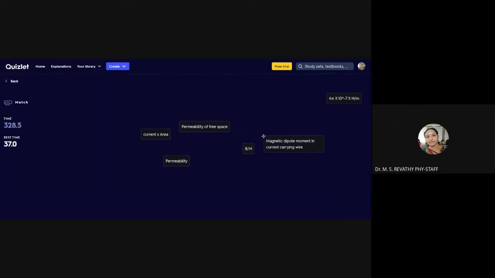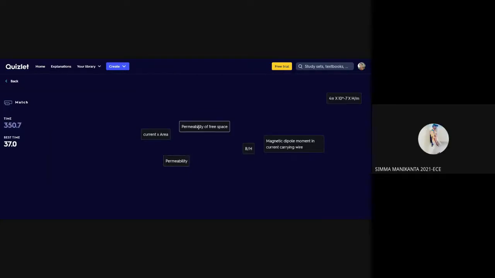And what about this B by H? Current X area, ma'am. This is current into area, not current X area. Current into area. So this is actually a multiplication symbol present between current and area.